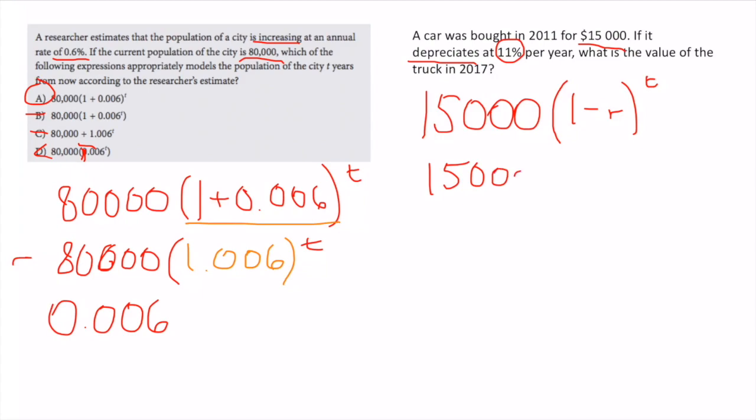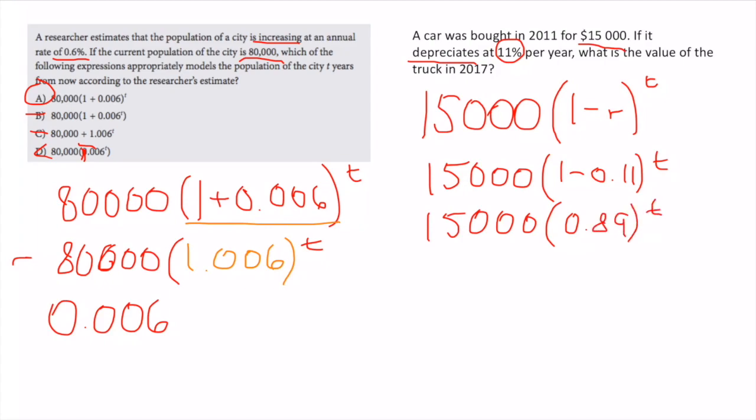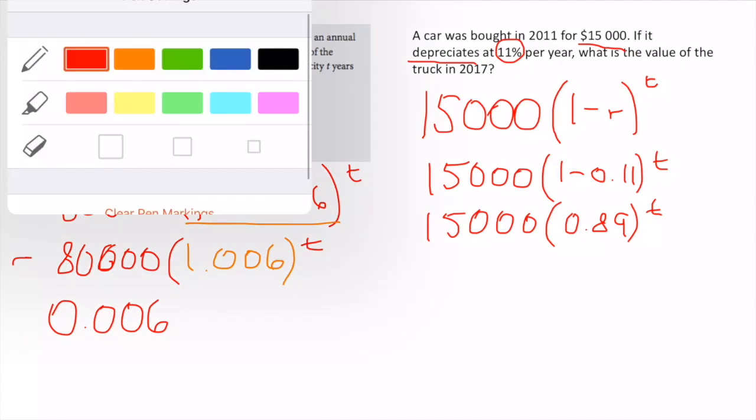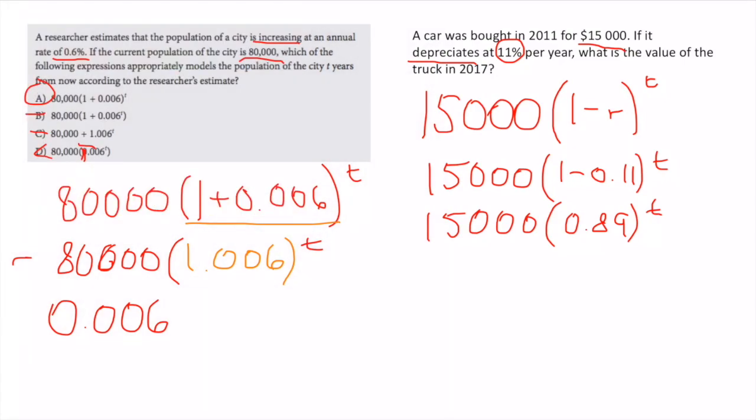So I have 15,000 times (1 minus 0.11) to the t, which is 15,000 times 0.89 to the t. If I were to interpret this, basically what this is saying is that for every year that goes by, so for t, the car is basically worth 89% of what it was the year before.